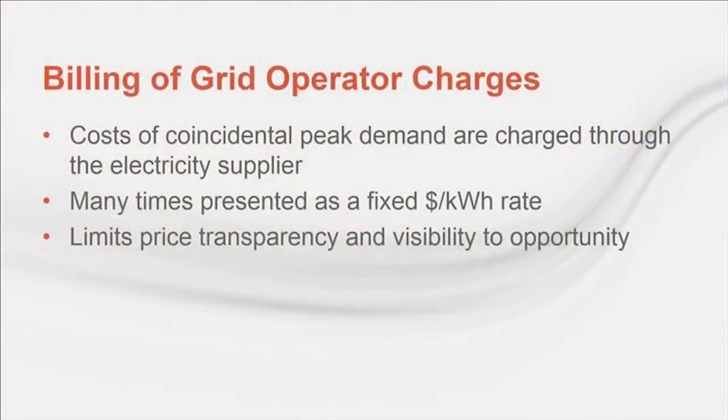Again, customers get billed for capacity and transmission costs based off of their coincidental peak demand. These costs can be very confusing and are many times misunderstood or forgotten because they are charged through the retail electricity supplier and often get blended into a dollar per kilowatt hour or consumption rate, even though they are ultimately derived from a kilowatt demand-based charge.